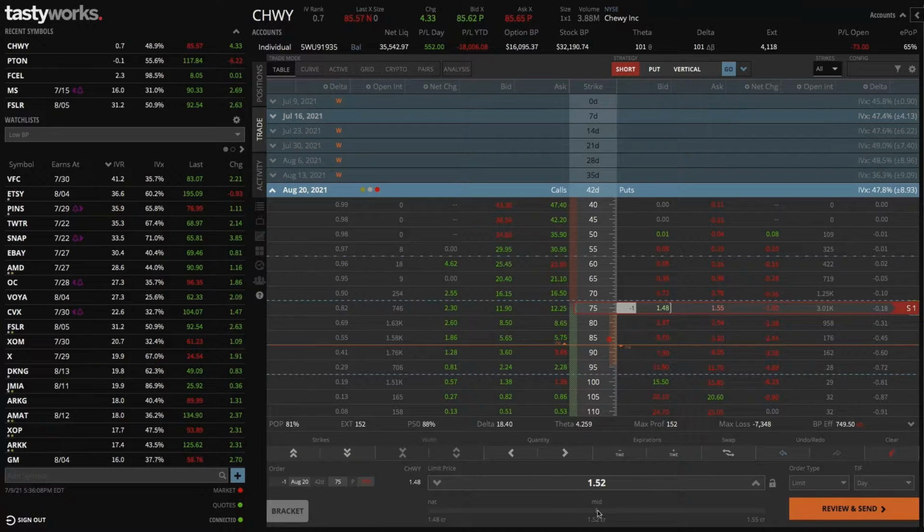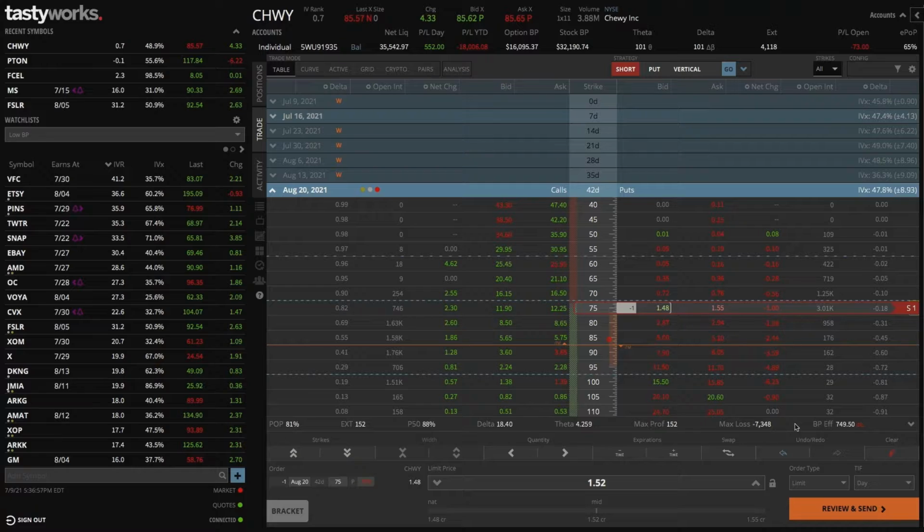Here it's asking 1.52 at the mid price, and that leaves you at an 81% pop, 88% P50. Your max profit is $152, or the $1.52 that you collect, times 100 because you control 100 shares. And then your max loss is undefined, or it's technically known at negative $7,000 if you go to zero, but that's not going to happen. So in reality, your max loss is undefined or unknown because if this drops $20, then your max loss could go down to $3,000 or whatever.